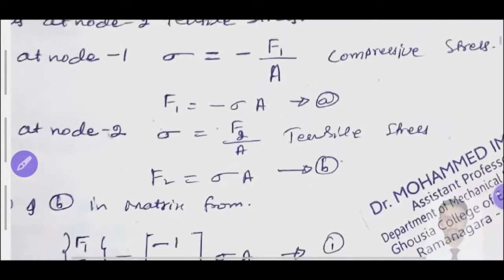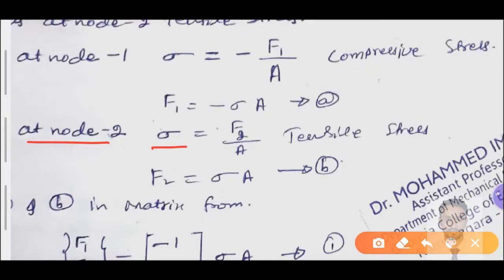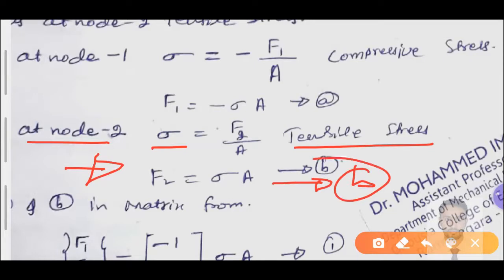Then stress at node 2 is taken as a tensile stress, positive. Sigma is equal to F2 by A. Then in terms of force, we make this equation F2 is equal to sigma A. A means area of cross section, F means force, sigma is stress, represented as equation number B.